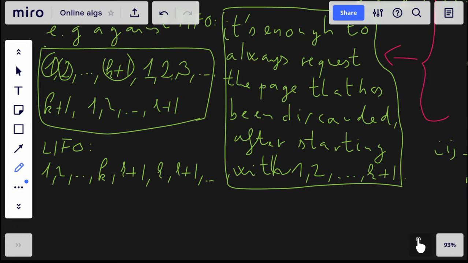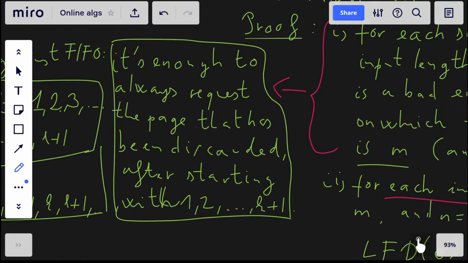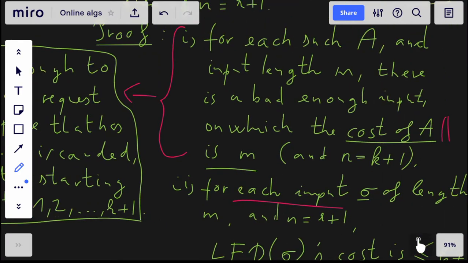So the actual bad input sequence, of course, depends on the algorithm itself. But still, for any algorithm which is deterministic, I can generate such a sequence. Since the same input always produces the same action sequence, the same output, it will be one of the worst cases, which will actually have a cost of m. So that's fine.